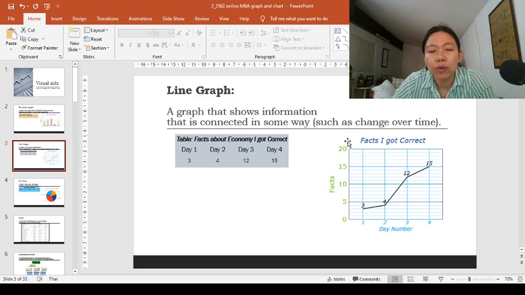So here we have the vertical line representing the facts about economy, and the horizontal line telling the day number. So you can see from day 1, I only got 3 questions right. On day 2, I got 4, and then my progress improved a lot on day 3 when I got 12 answers right. So you can use a line graph to show the progress over time.